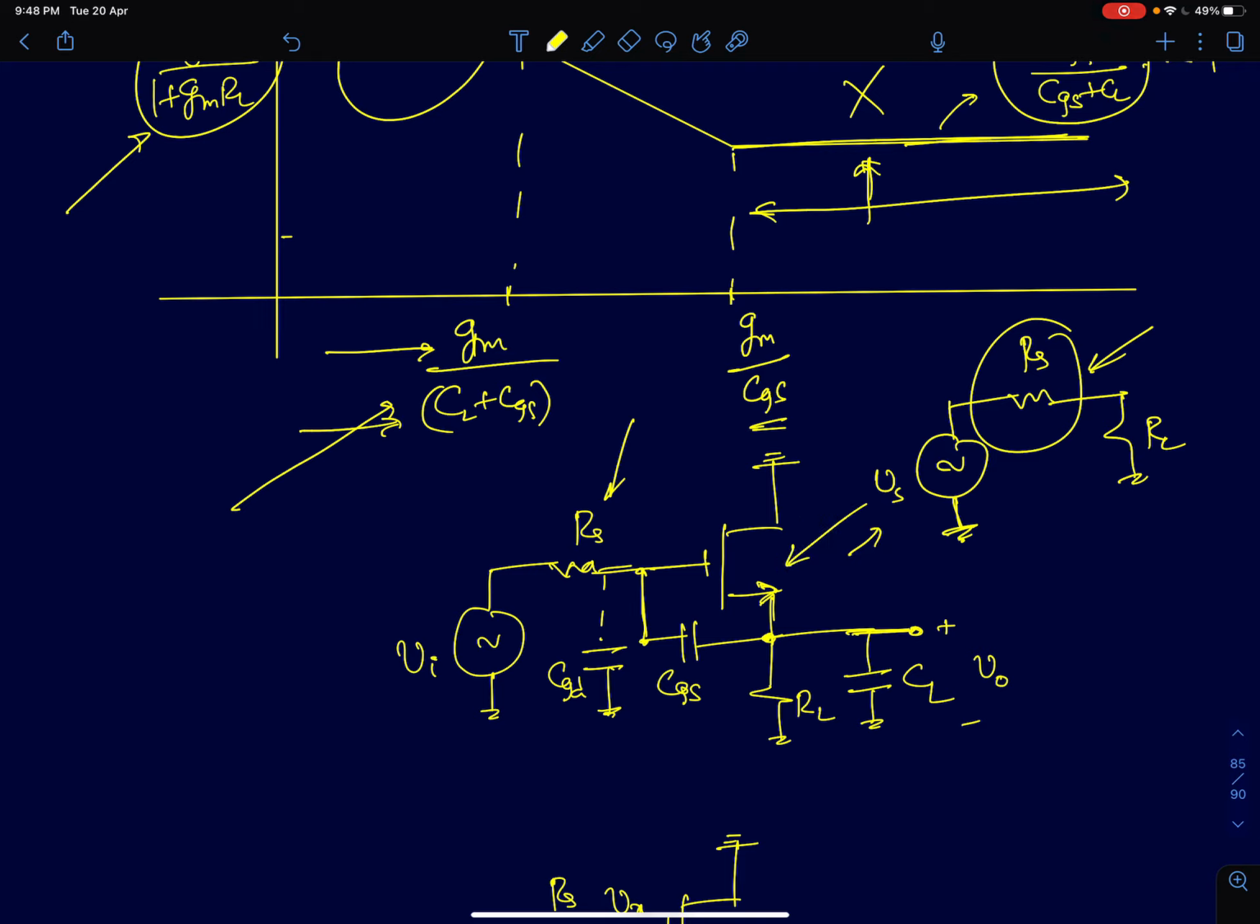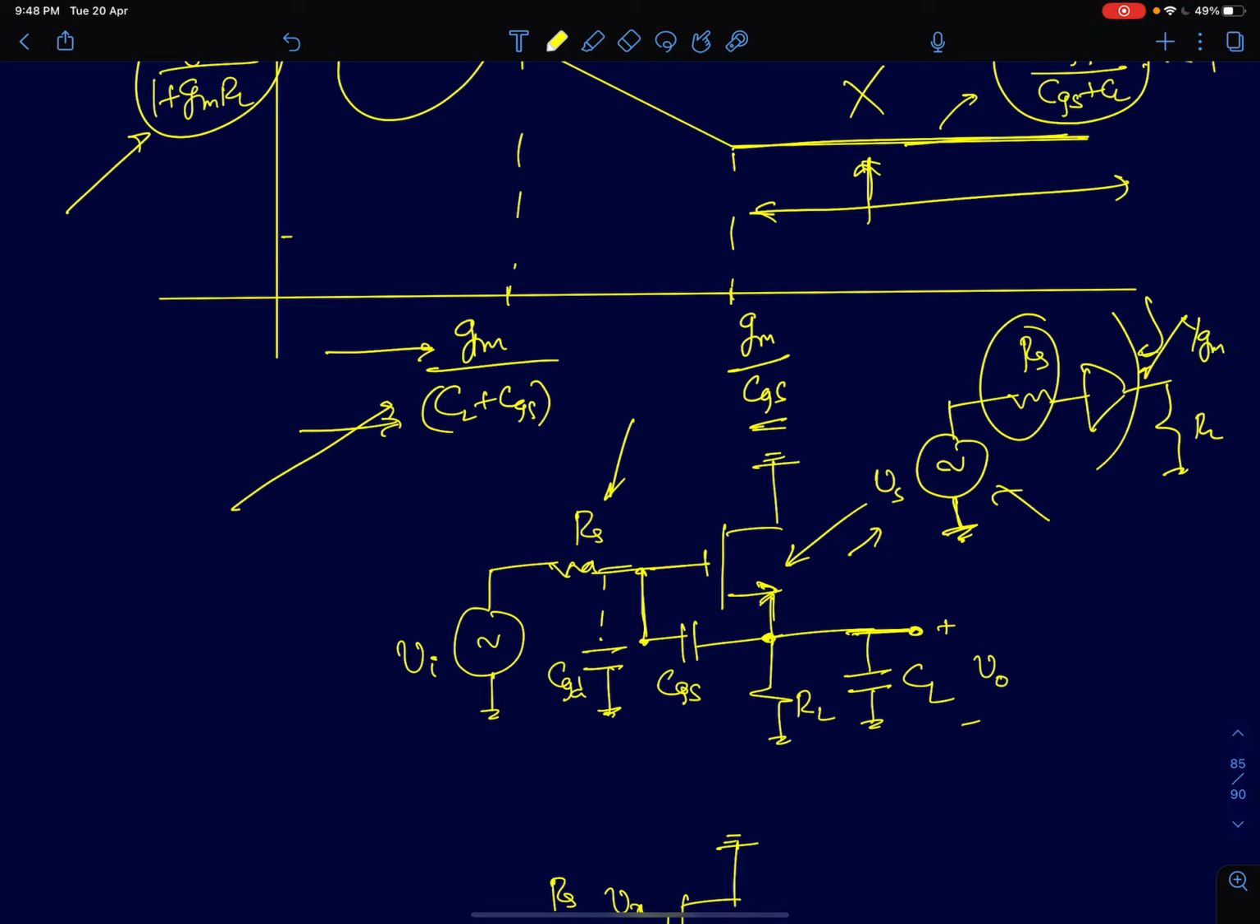That was the reason why we introduced a common drain amplifier. We wanted it to serve as some kind of an impedance transformer. We added a common drain amplifier so that it delivers the same voltage to the load as Vs. It doesn't give any amplification, but the impedance seen at the output should be independent of Rs. It should be much smaller, and we saw that for a common drain amplifier it is 1 by Gm.